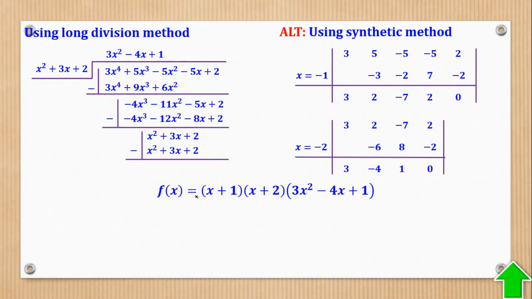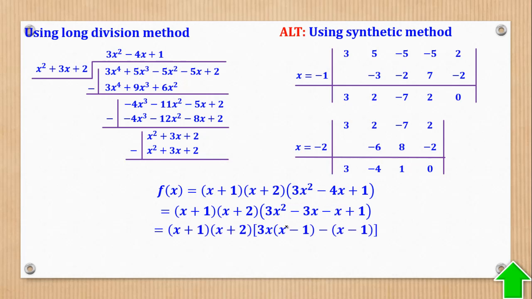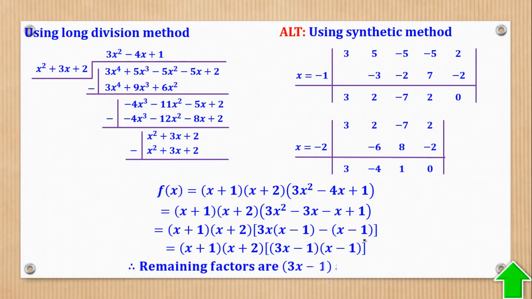That means that f(x) is equal to these 2 factors followed by this quotient. Now I have to factorize this, where the sum is -4 and product is 3. They'll split the middle term to give you this. Then I pair, this gives you this, and this gives you this. Then I can write the factors they wanted. And that's what they wanted.